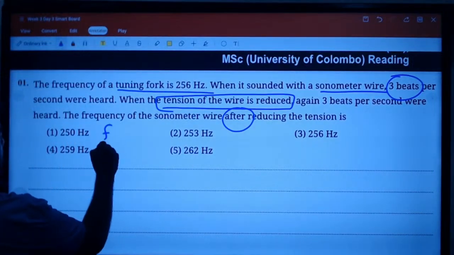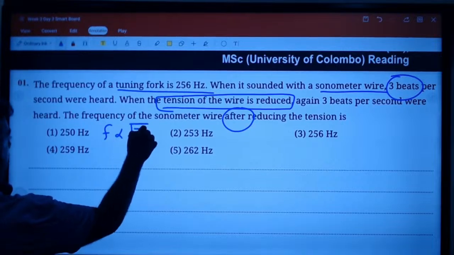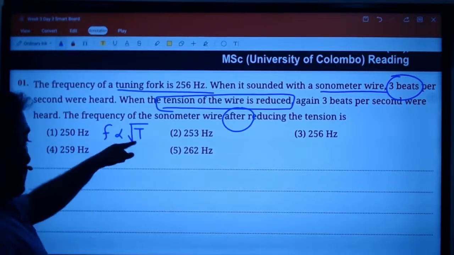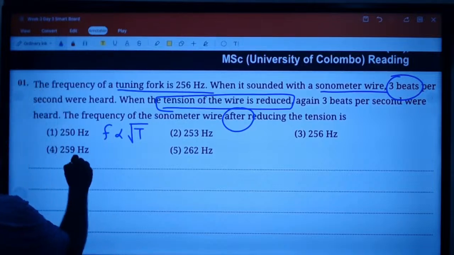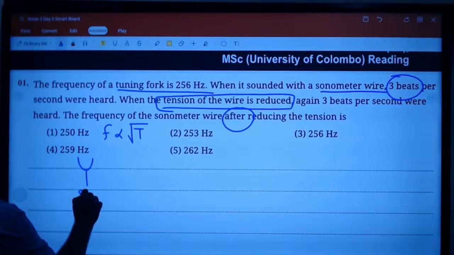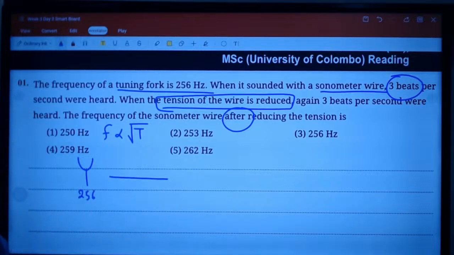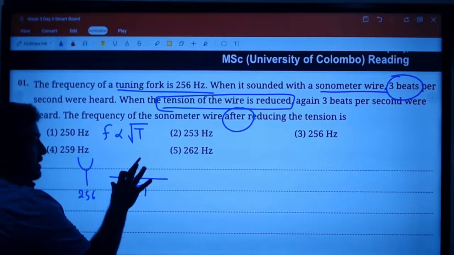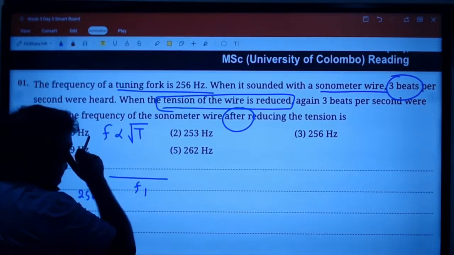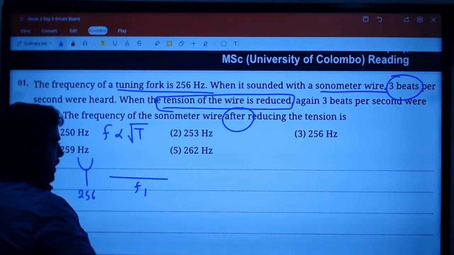So let's look at the theory, F proportional to square root T. Now the tuning fork, 256, is sounded with a wire and 3 beats are heard. When the tension is reduced, again 3 beats are heard. What is the frequency of the sonometer wire? Right, look at the board carefully. So we assume that the mode of vibration does not change.